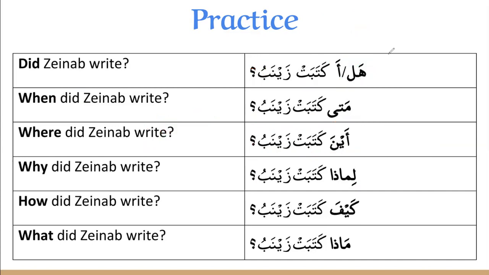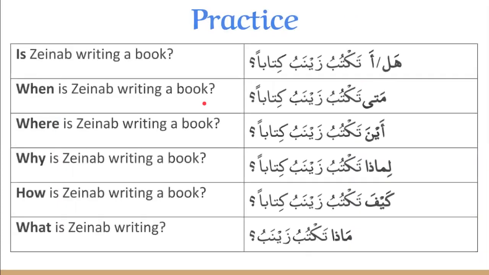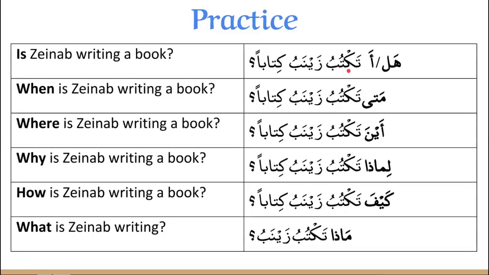And now moving forward, these are the examples for Mudari. Taktubu Zainabu Kitaban. This is our sentence. Jumla Fa'iliya. Taktubu means Hiya Taktubu, right? Hiya Taktubu and Zainabu, you can see it's Rafa and it's outside. So it's the outside door.